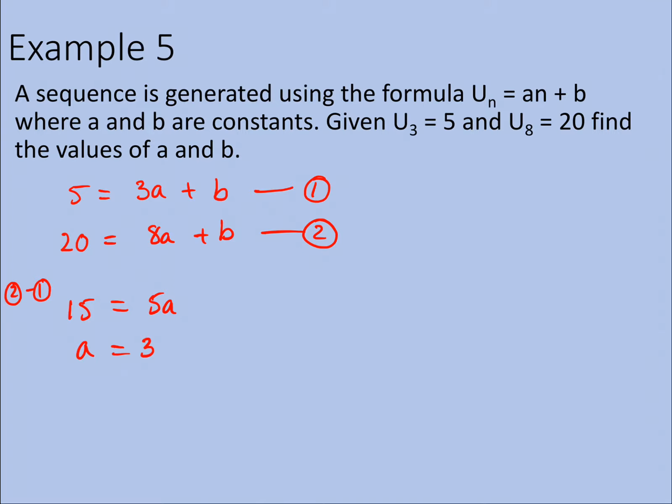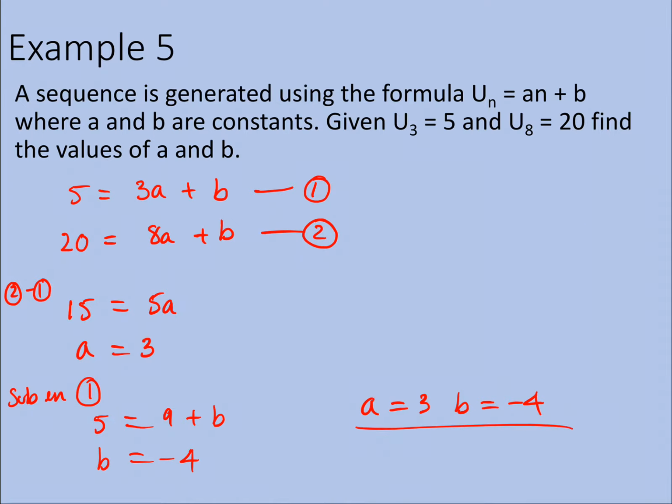Then we can sub that into one of the formulas, doesn't matter which one. So sub into equation 1, and we get 5 equals 9 plus b. So b must be -4. Okay, so just to finish that off, a equals 3, b equals -4. Just summarise your answers. Makes it easier for the person who's checking your work.